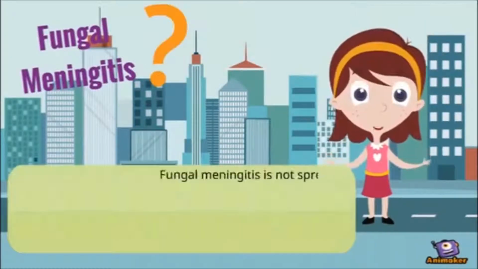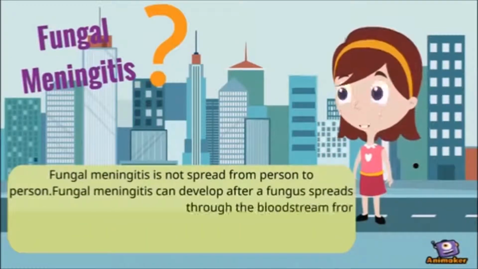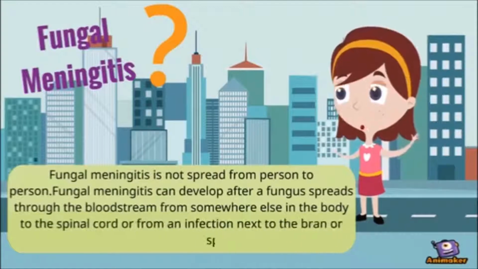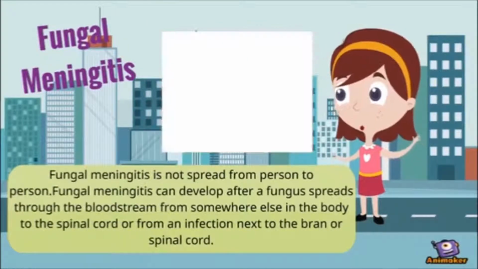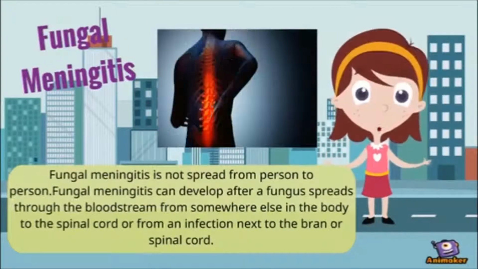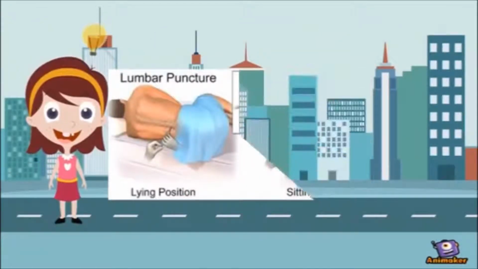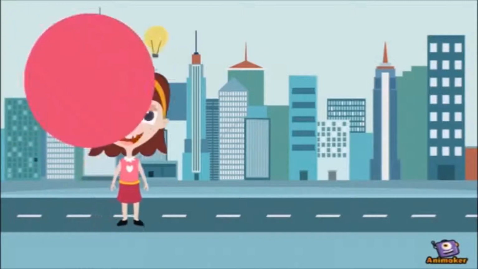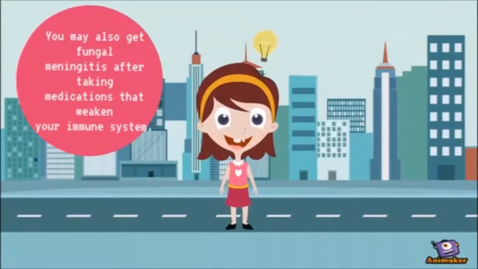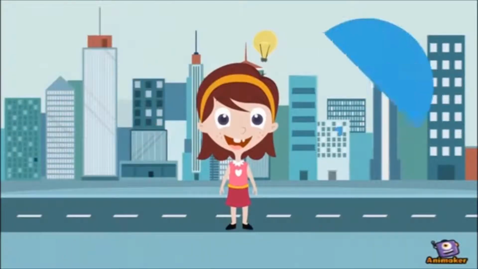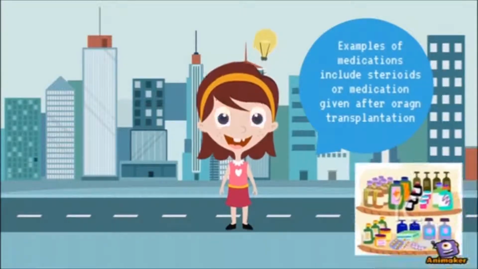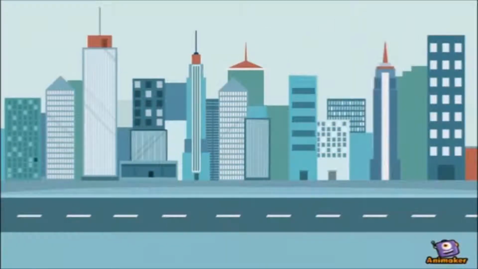Fungal meningitis is not spread from person to person. Fungal meningitis can develop after a fungus spreads through the bloodstream from somewhere else in the body to the brain or spinal cord, or from an infection next to the brain or the spinal cord. You may also get fungal meningitis after taking medication that weakens your immune system, for example, steroids or medications given after organ transplantation.